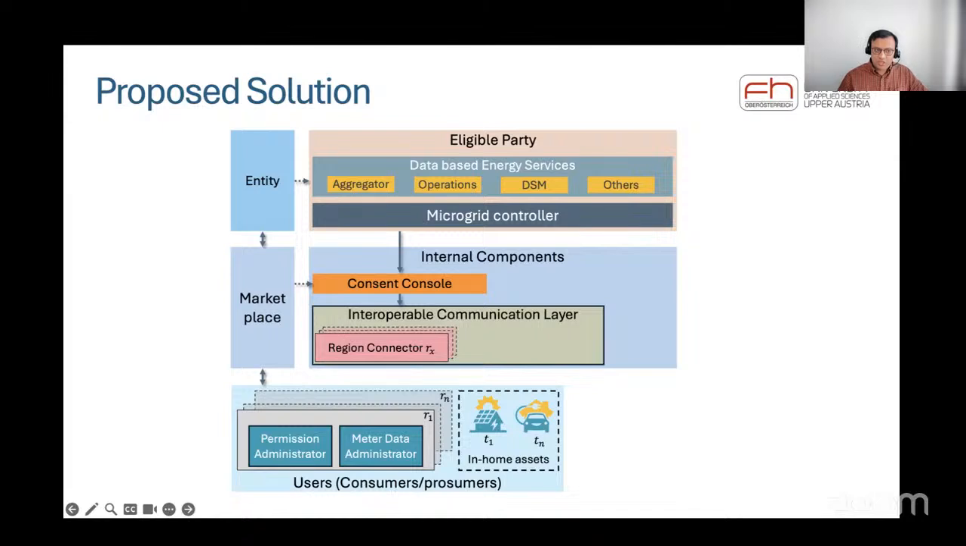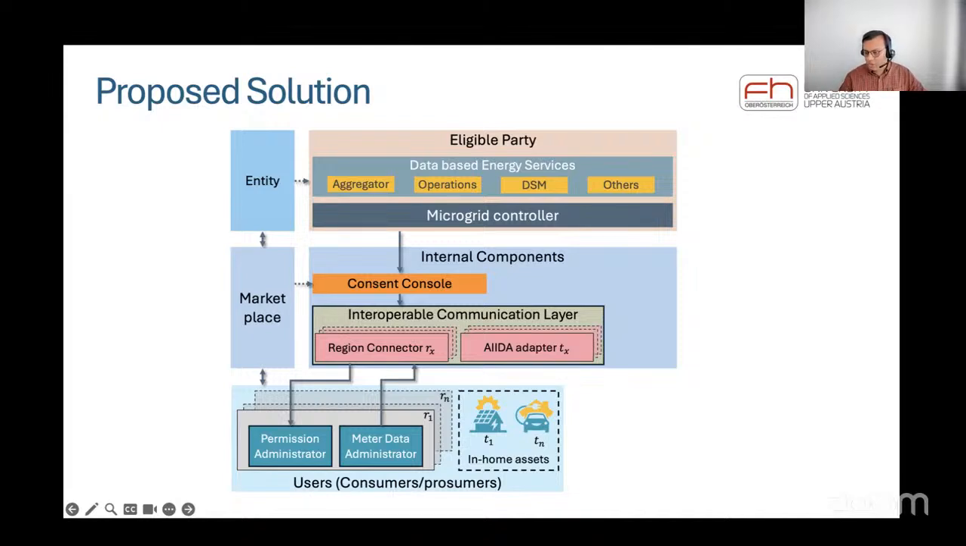The Consent Console talks to the interoperable communication layer, where we developed a region connector for each region. For all of Europe, we have developed a region connector for each country. Additionally, we have developed region connectors for the USA, UK, and Australia. The region connectors have the knowledge of communicating with the permission administrator and fetching the data from the metadata administrator based on the request. For real-time data access, we developed the AIDA adapter. AIDA stands for Administrative Interface for In-Home Data Access.